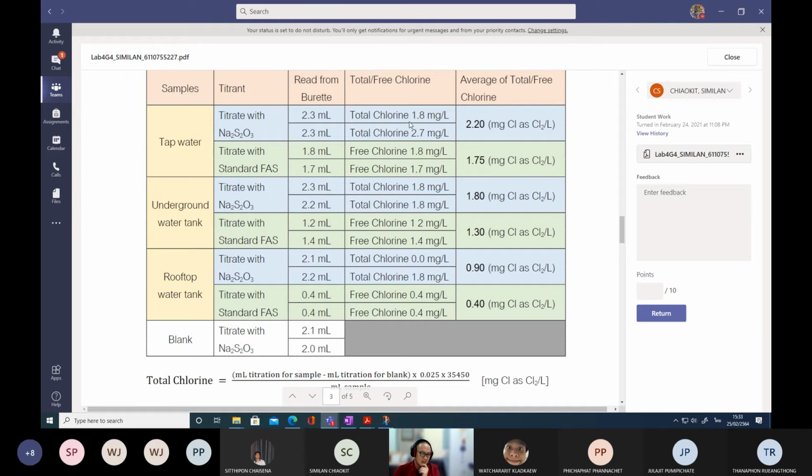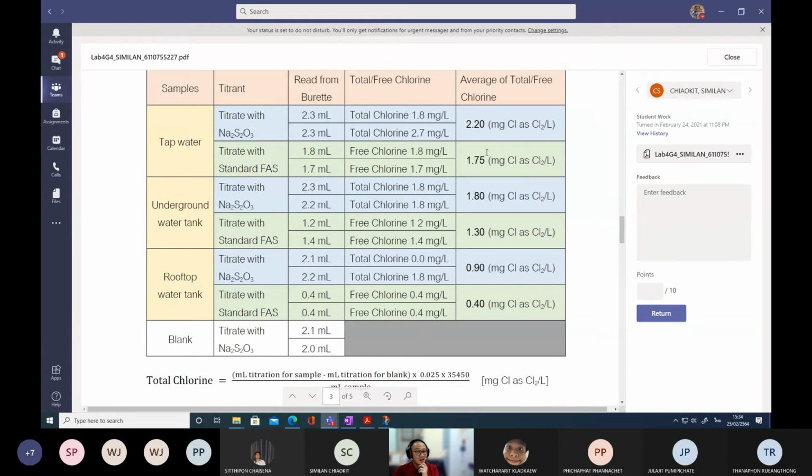Okay, the total chlorine refers to the combination of free chlorine and chloramine. But it doesn't mean that in the tapped water, where you get the total chlorine approximately 2.2 milligrams per liter and free chlorine 1.75 milligrams per liter, if you take 2.2 subtracted by 1.75, that the remaining is the chloramine. Total chlorine is the combination of the free chlorine and chloramine.